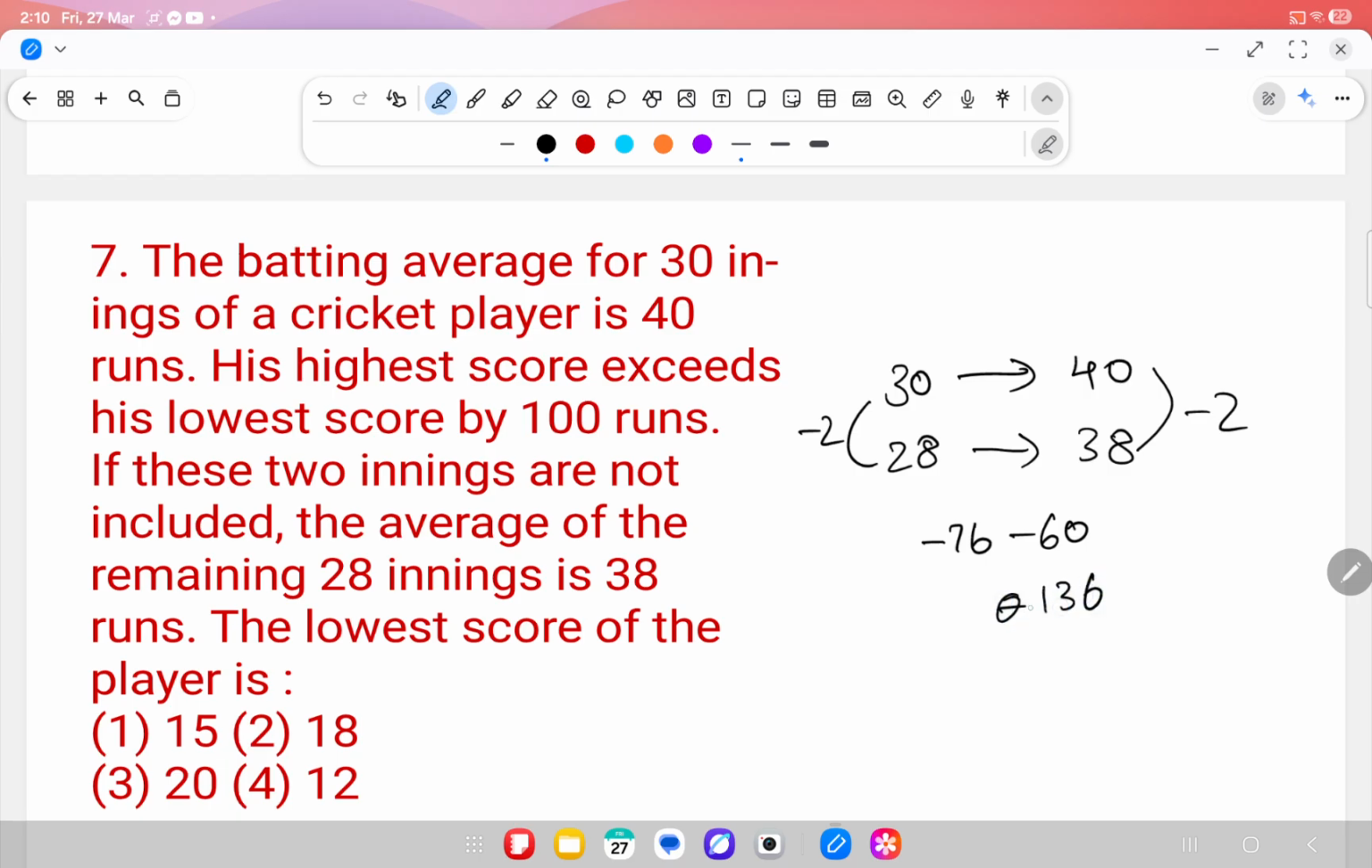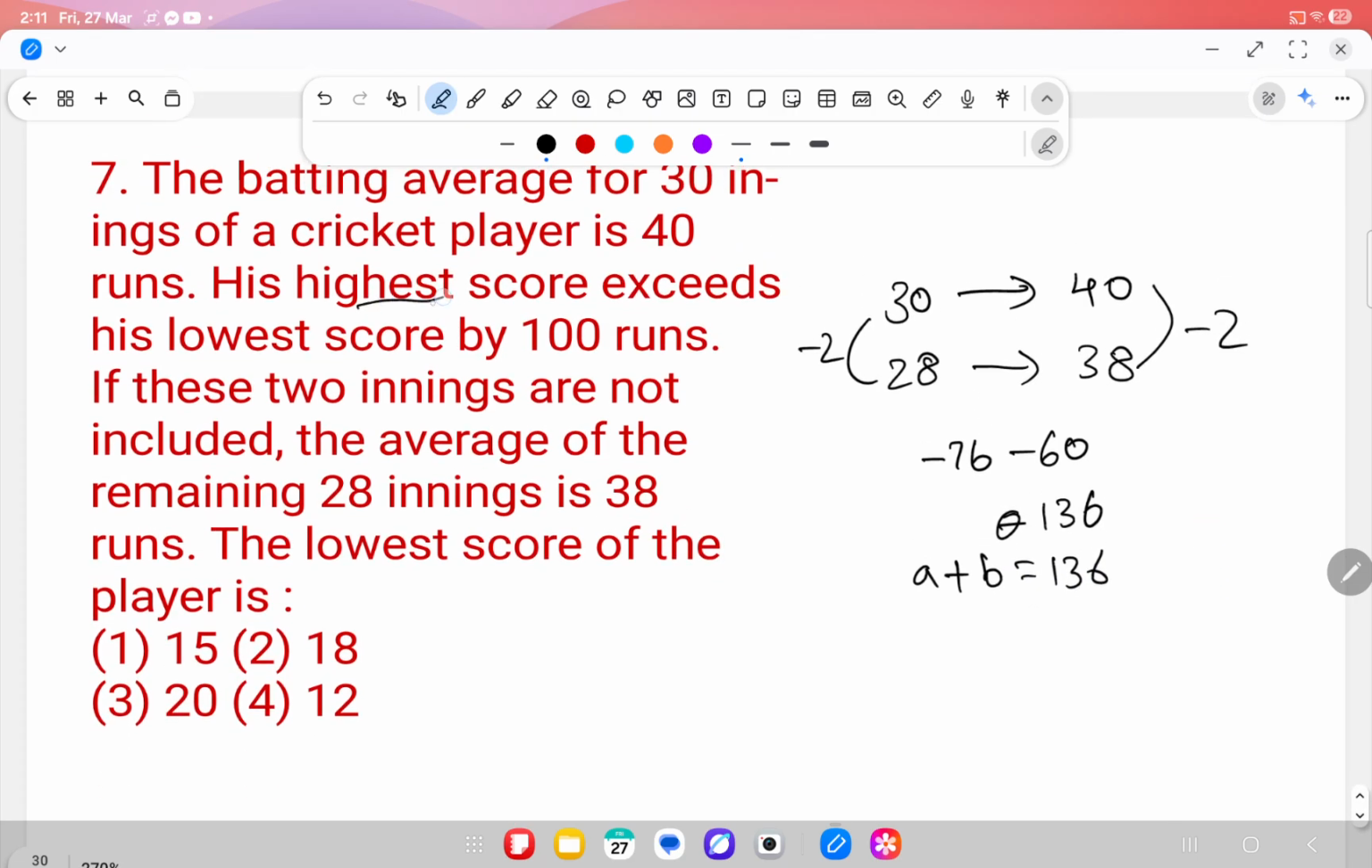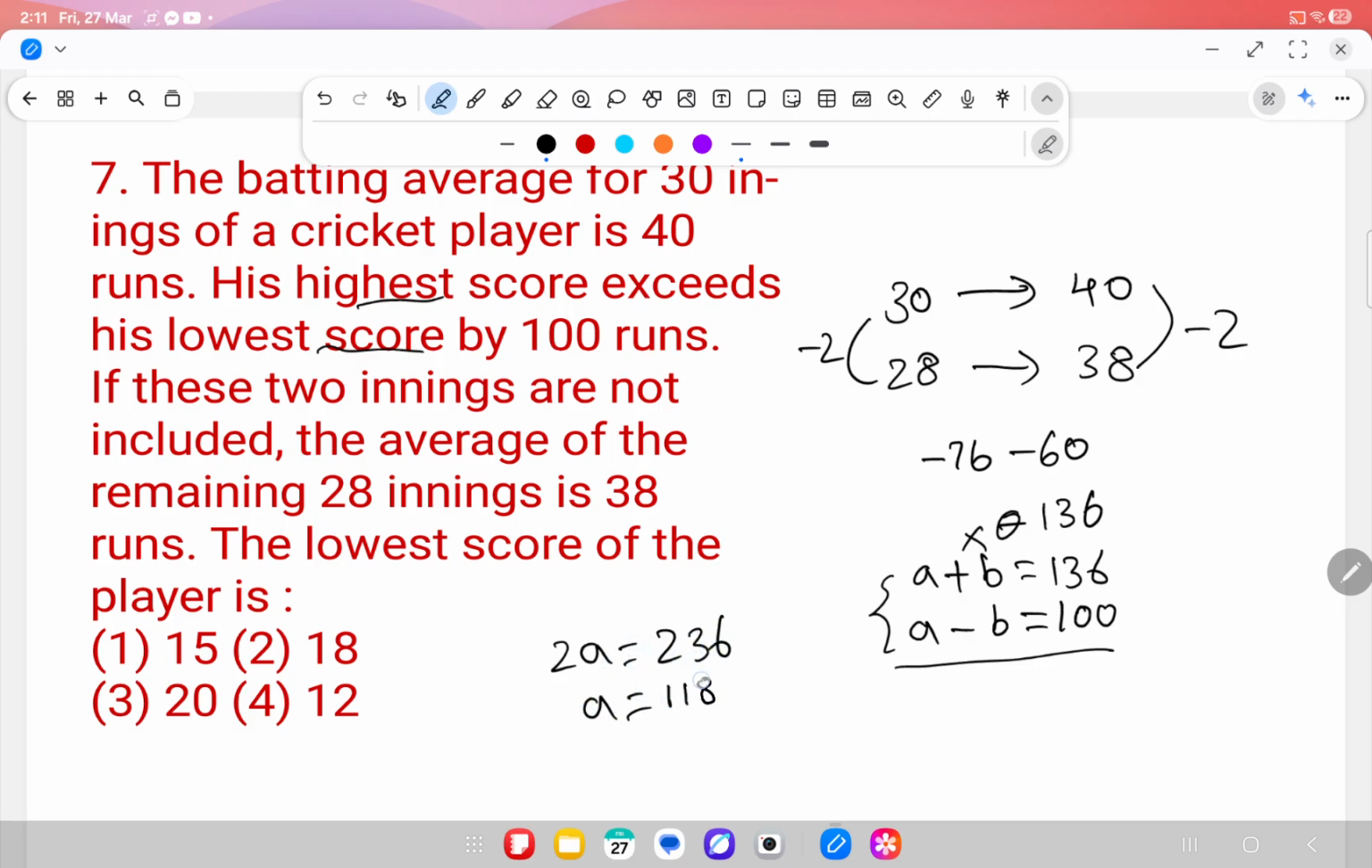What is this minus? It indicates they didn't include it. Means what are the two innings, the first and the last? Means the sum of these two innings is 136. And they given that his highest score exceeds the lowest score by 100. Let the highest be A and the least be B. It exceeds by 100. Now, if you add them, the B value gets cancelled. So 2A is equal to 236. Then A is equal to 118.